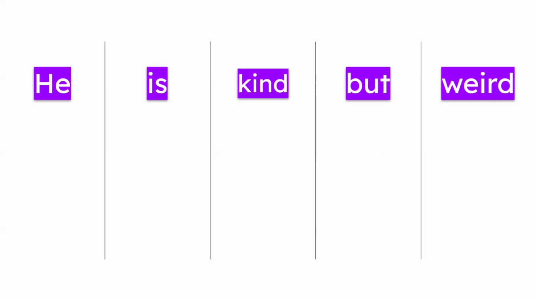Okay, let's start with pero sentences. And the first one goes, he's kind, but weird. He is kind, but weird. Okay, the first part, he's kind, is a positive statement. So we say, él, right? Kind is a trait. That means that we need to use ser or estar for this verb.